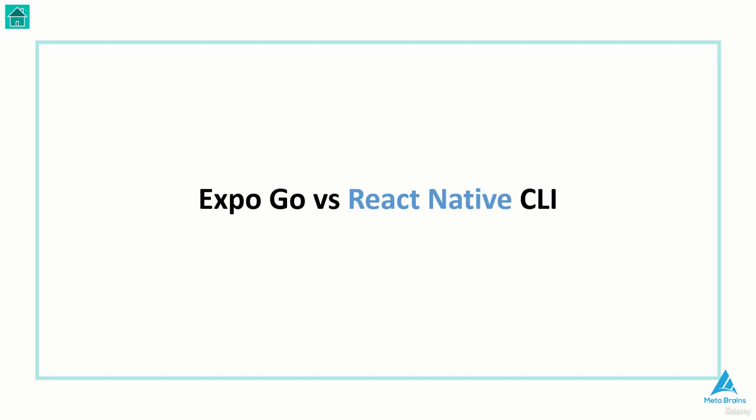Okay, and now on to React Native CLI. So what's the difference? React Native CLI, on the other hand, is the official command line interface for React Native. It provides a more traditional development workflow in which you create your own project structure and write all the code yourself, including any native code that your app requires.